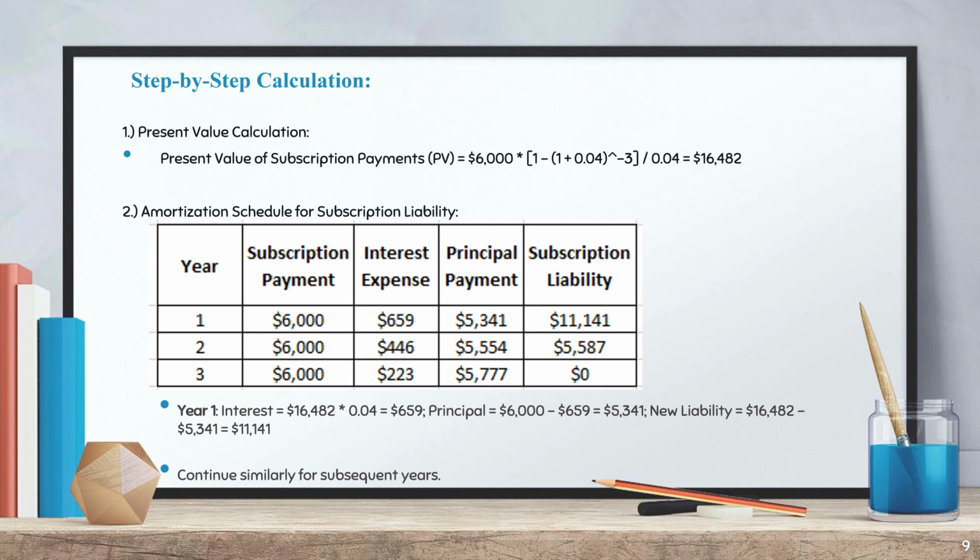Now let's look at the amortization schedule for the subscription liability in year 1. Interest equals $16,482 times 0.04, which is equal to $659. Principal equals $6,000 minus $659, which is equal to $5,341. The new liability is equal to $16,482 minus $5,341, which is equal to $11,000. Continue similarly for subsequent years.